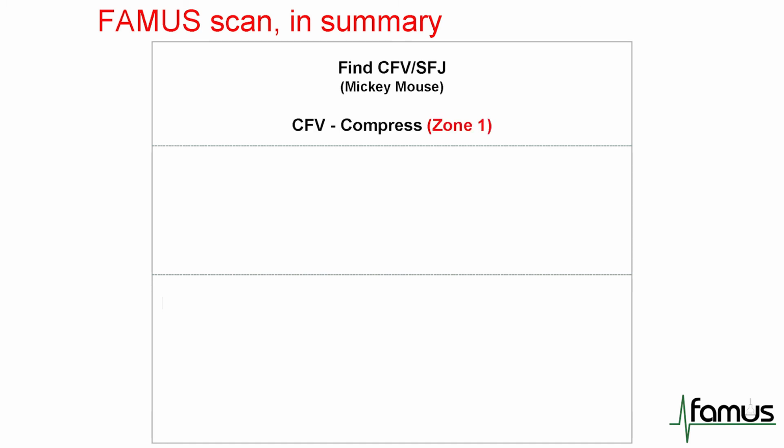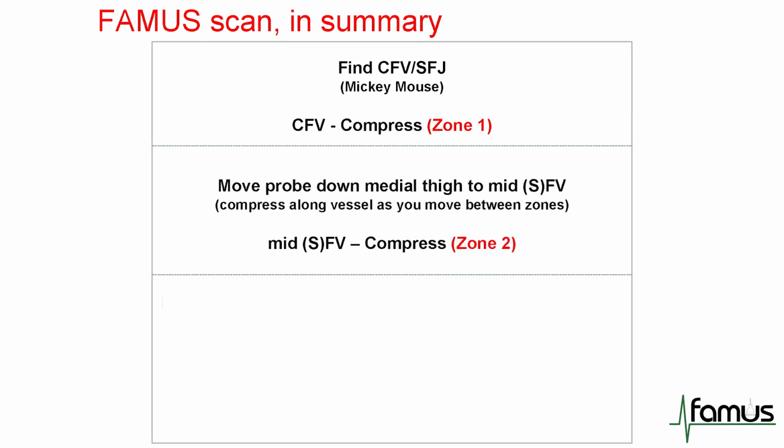Zone 1 is to find the common femoral vein or the saphenofemoral junction, the Mickey Mouse sign, and compress. We then recommend every couple of centimetres down, you scan and compress the vein to ensure patency until you get to the mid-thigh, which is zone 2. Here you compress the femoral vein, and again, try and track the vein down until it dives in behind the popliteal fossa.